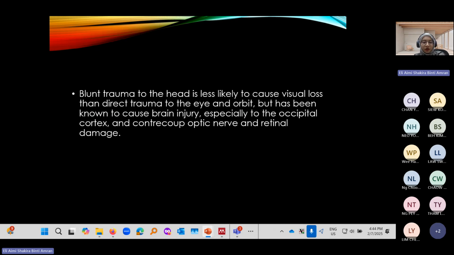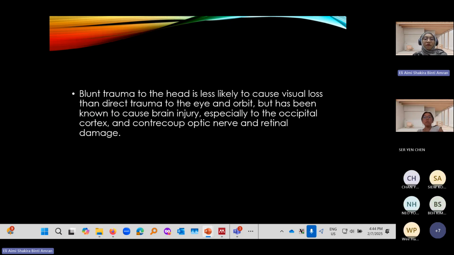So the occipital cortex, optic nerve, and retinal damage can also lead to visual loss, but for the occipital cortex, it's more visual inattention or visual impairment instead of visual loss. But visual loss can be considered a general impairment for all these conditions. Blunt trauma is much less likely compared to the other conditions.